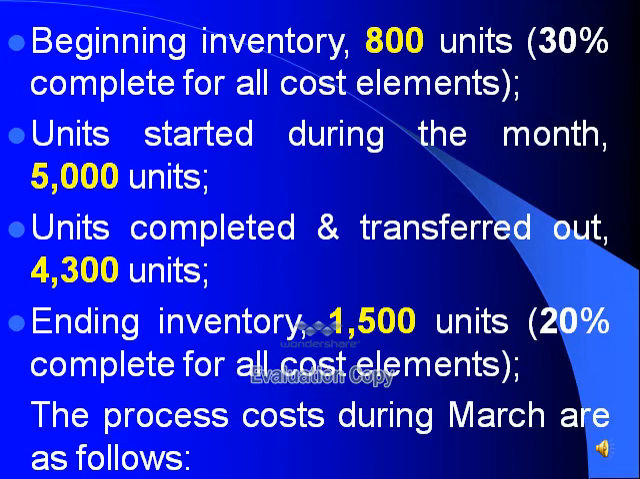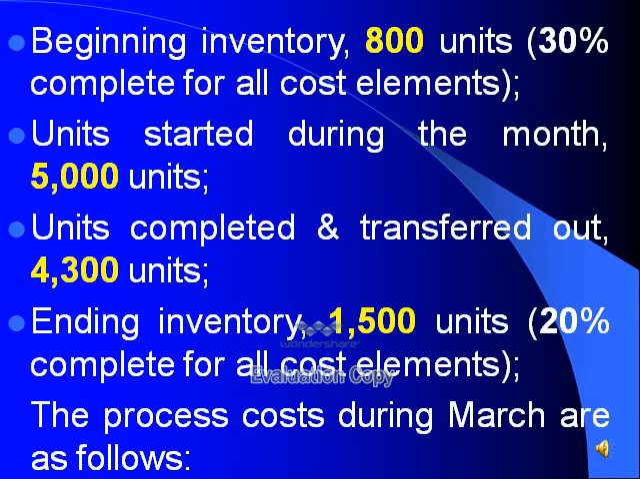Beginning inventory 800 units, 30% complete for all cost elements. Units started during the month 5,000 units. Units completed and transferred out 4,300 units. Ending inventory 1,500 units, 20% complete for all cost elements.